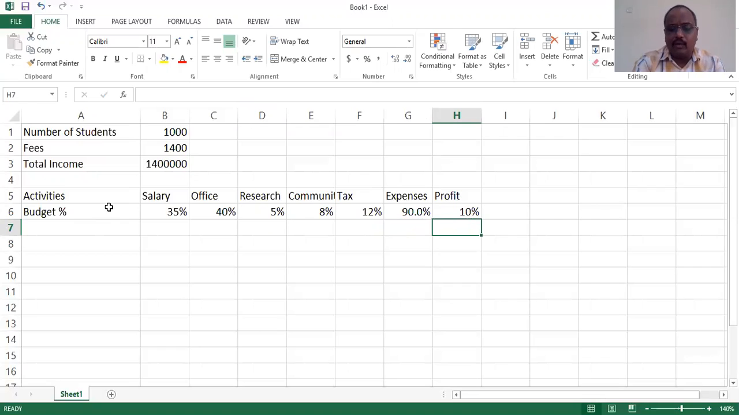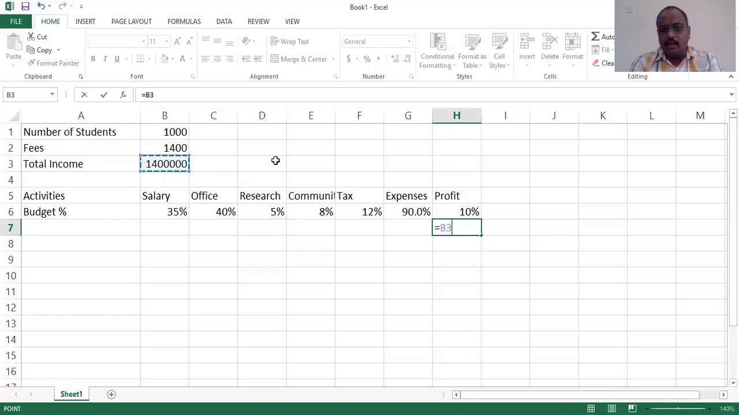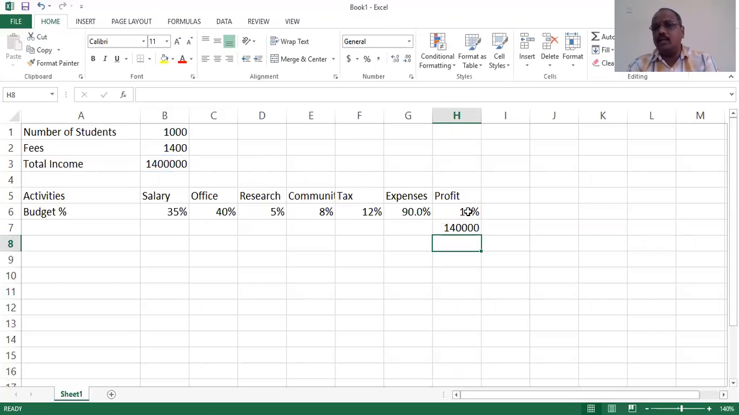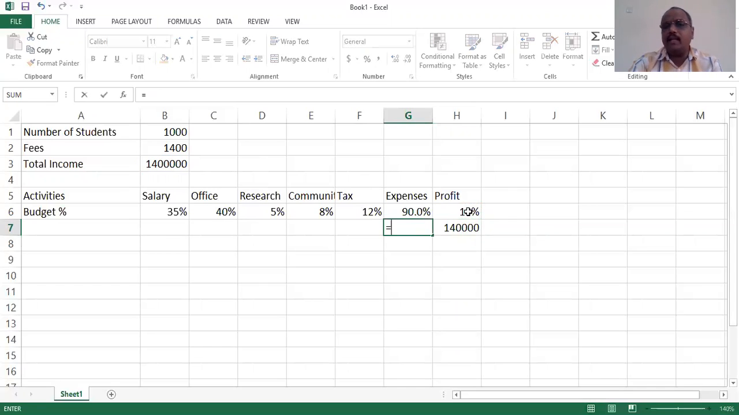Now we are going to calculate how much profit with respect to the current number of students and what is the expense with respect to the current number of students. So this is what will be the profit. I'm going to make the equation here. So this is equal to the total income, 1,400,000 riyals, multiplied by 10%. So our profit is 140,000 riyals. So the remaining will be here.